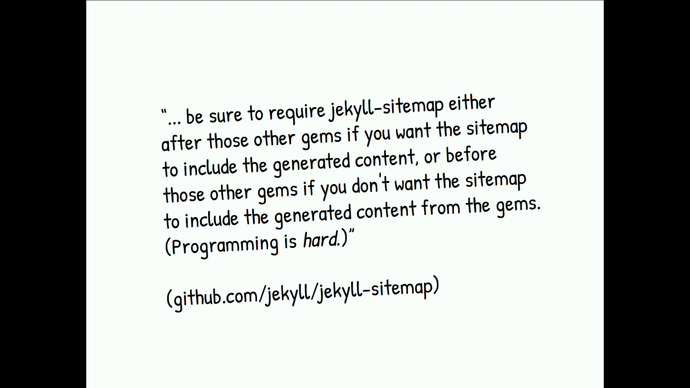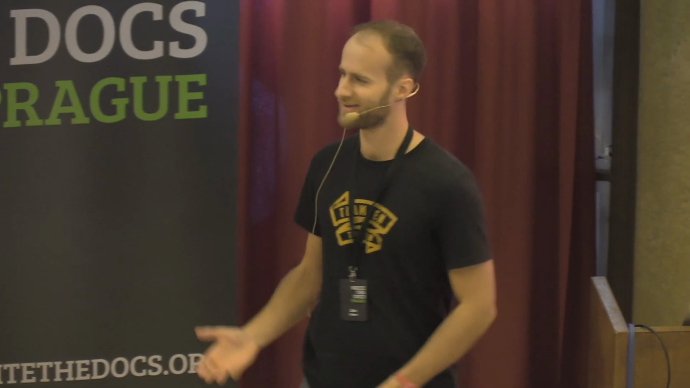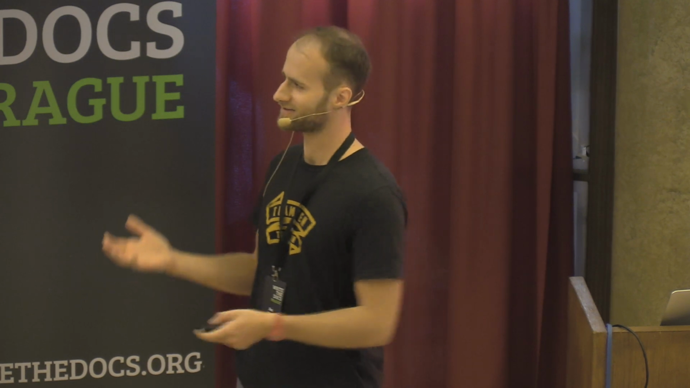This is an example from Jekyll sitemap, which is a Ruby gem that I use in my blog. But in the README, it says, be sure to require Jekyll sitemap either after those other gems if you want the sitemap to include the generated content, or before those other gems if you don't want the sitemap to include the generated content from the gems. Programming is hard. And when I read this, programming is hard, I think, yeah, programming is hard. Like, I've experienced this. There's kind of a bond here, like he's being honest with me.